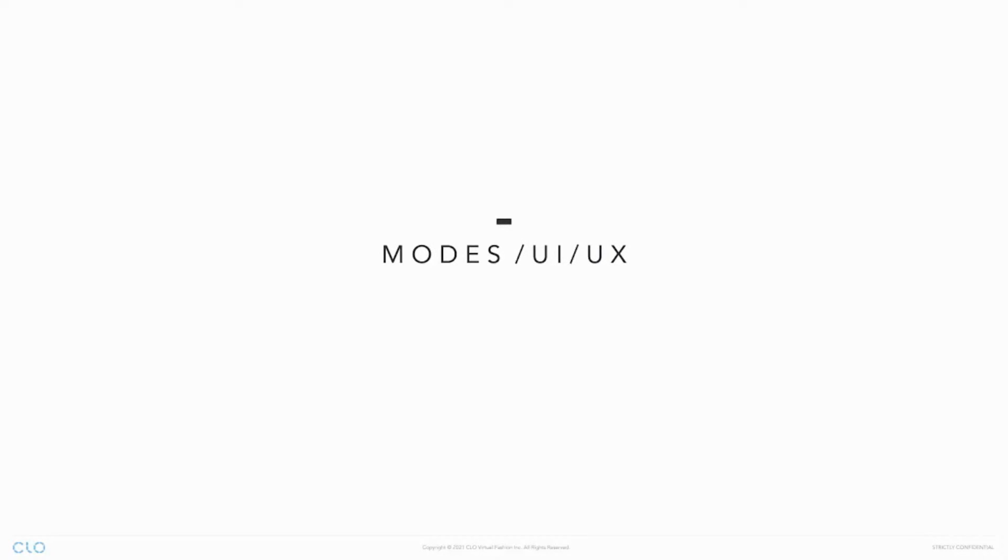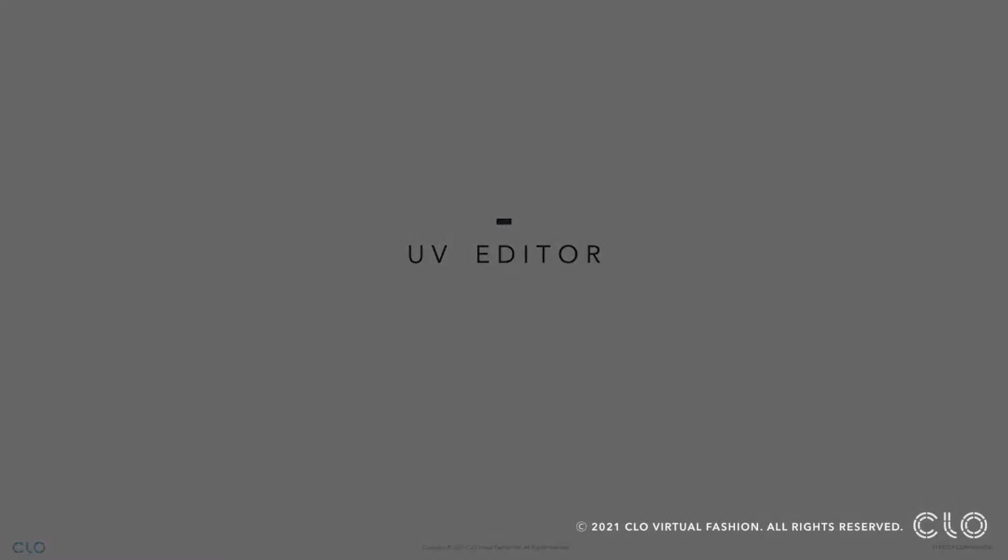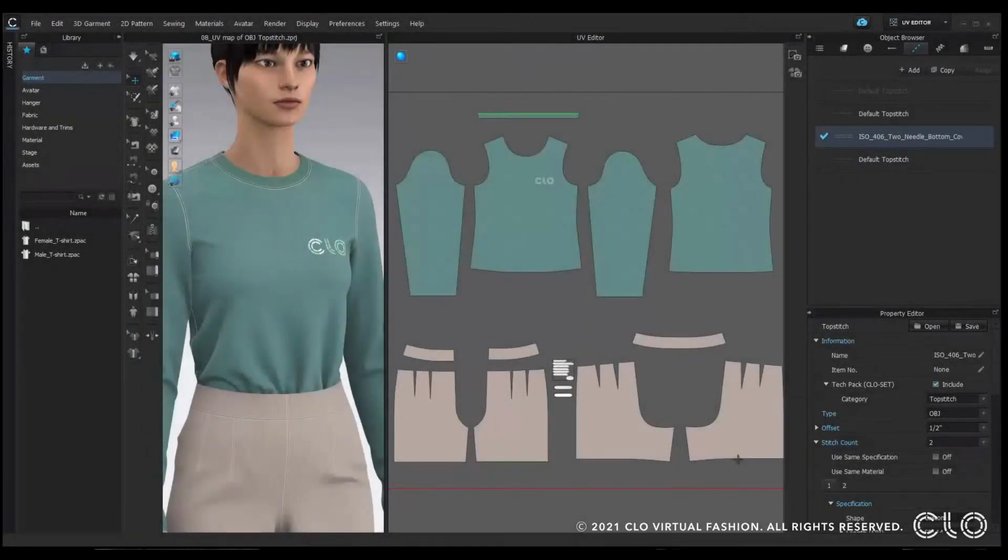And then I will update the modes, UI and UX part. I will go through the UV editor first. In CLO 6.1, you have the options to include top stitching in your UV maps. There are two options for this. You can save the top stitch as an OBJ or as a texture.